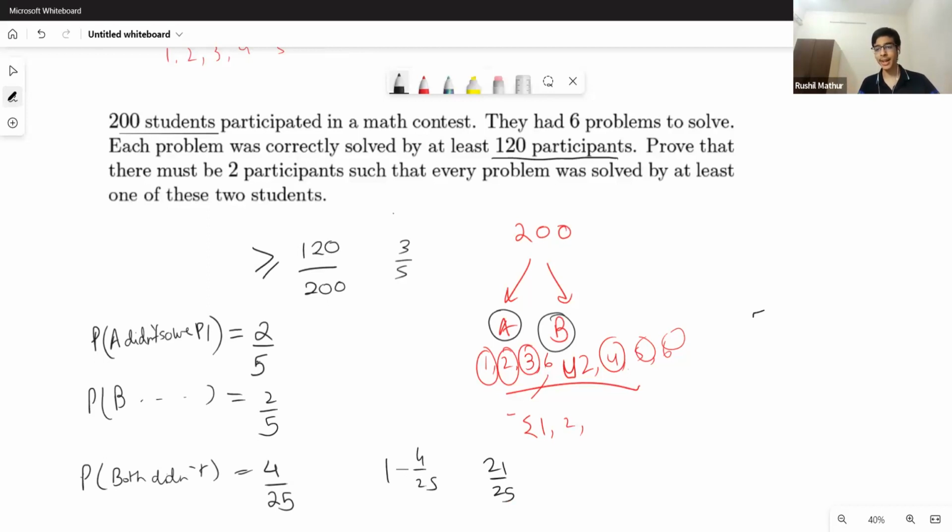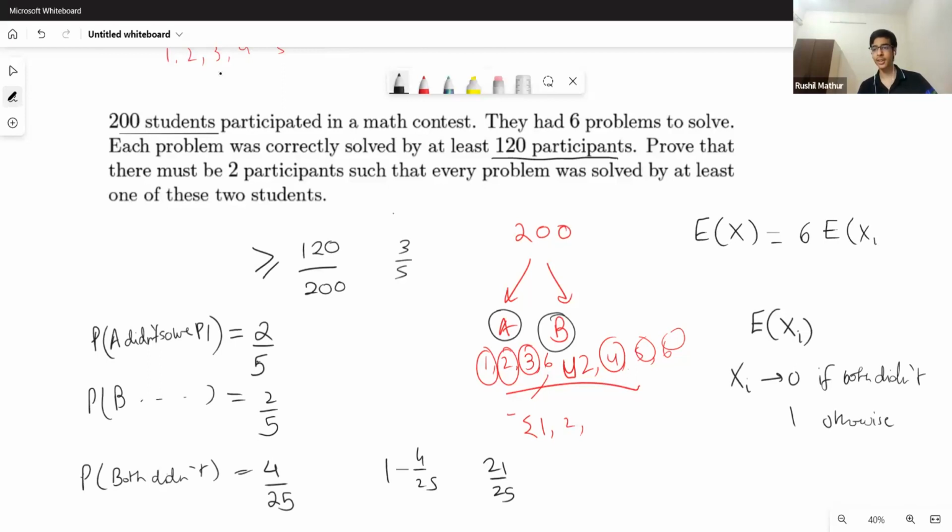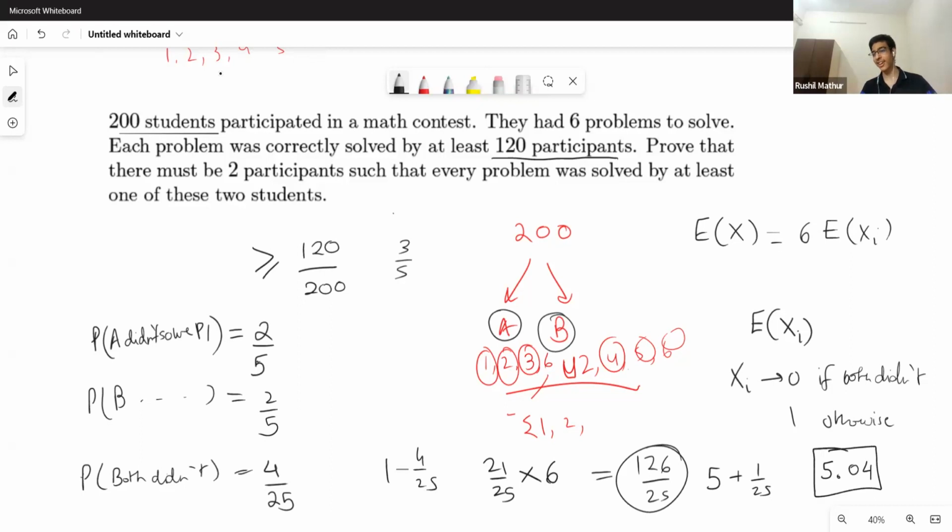This is the expected value of the random variable Xi, where Xi is 0 if both didn't solve and 1 otherwise. So basically the idea is that the expected value of the number of questions solved will be 6 times this, because there are 6 problems. So you can say that the expected value of the number of solves is this. And if you do this, this becomes 126 by 25, and that's ridiculously close, because what you get is 5 plus 1 by 25. And this is actually 5.04, right?